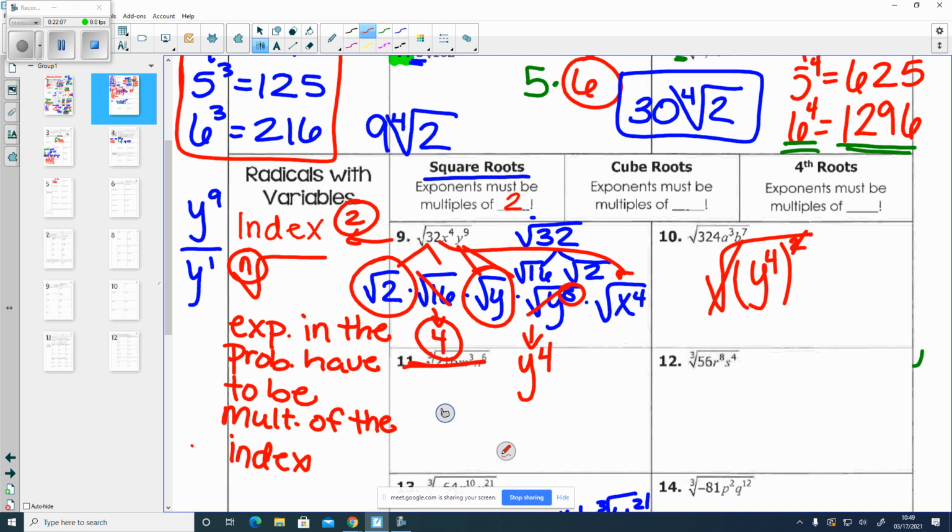Okay? And then x to the 4th, same idea. The shortcut is just divide the exponent by the index. So I'm going to do 4 divided by 2, and so I'm left with x squared.